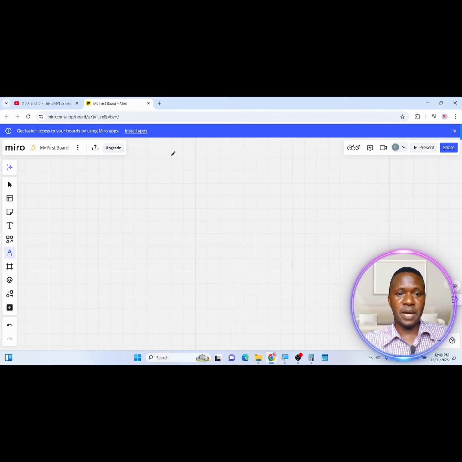So in counting binaries, first of all, let's look at the sequential formula of counting binaries. For example, if we have one bit here, and in another place another bit, and in another place another bit, and another one here, and in another place another one, which is 16, and in another place another one here.